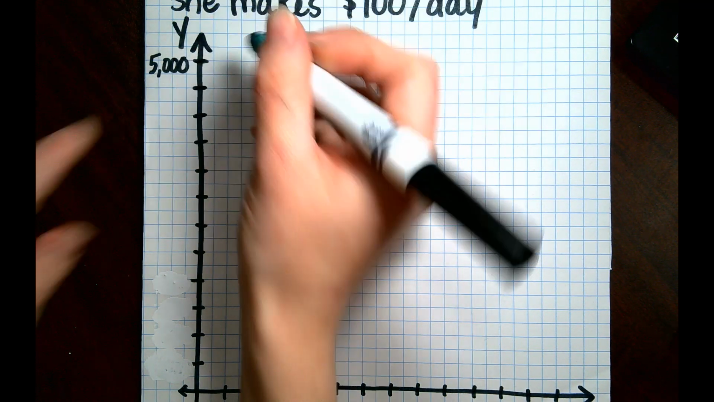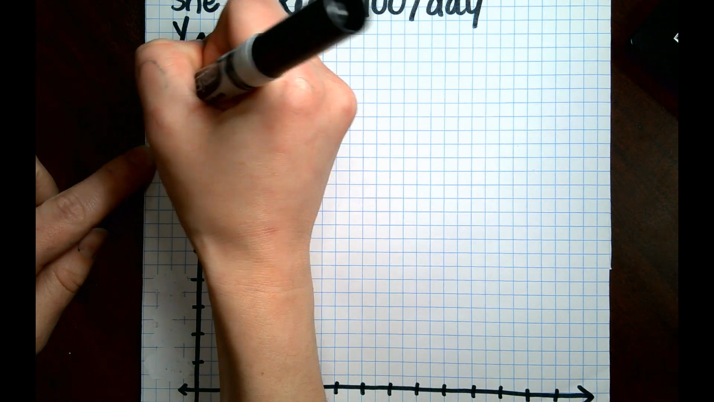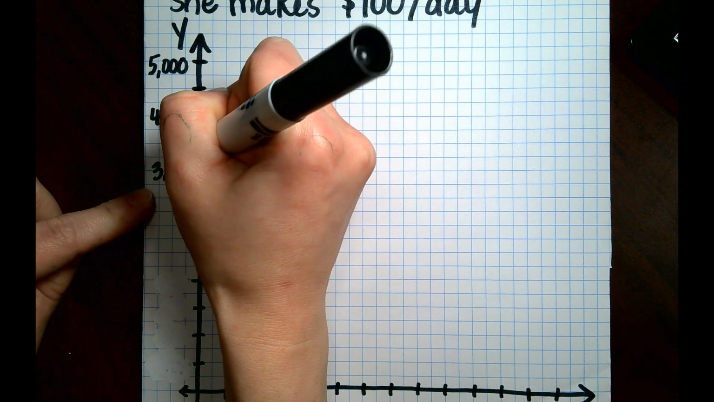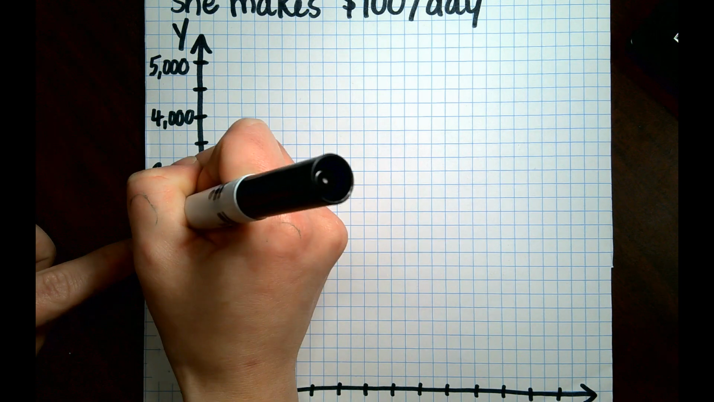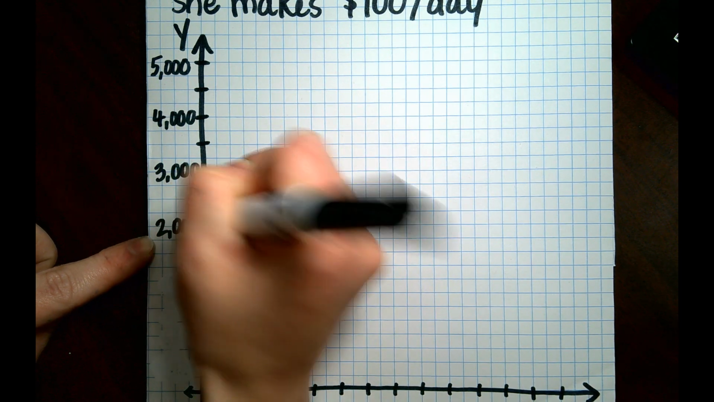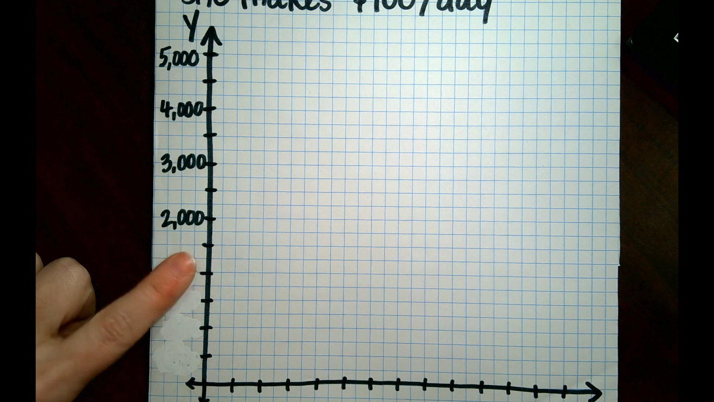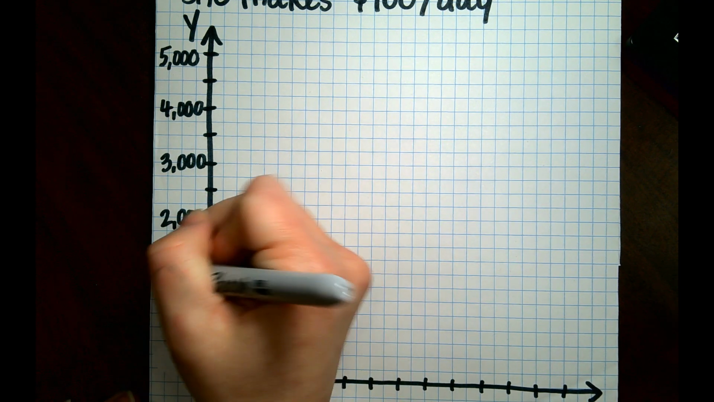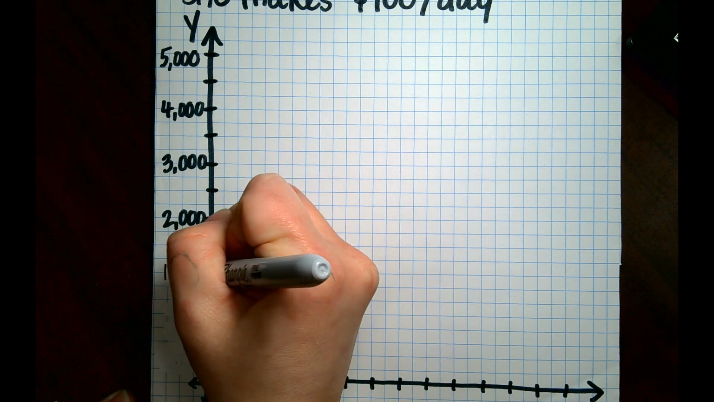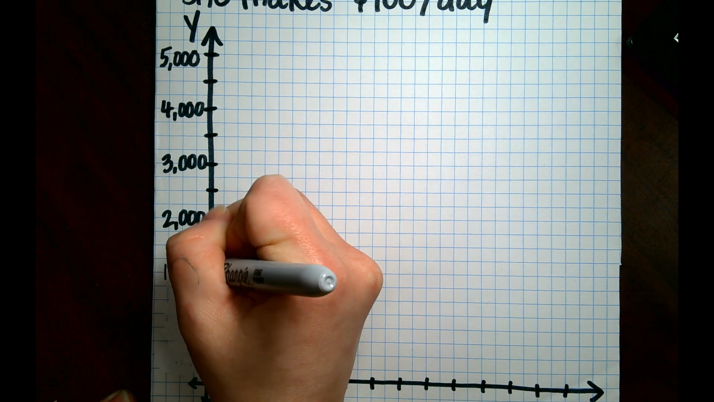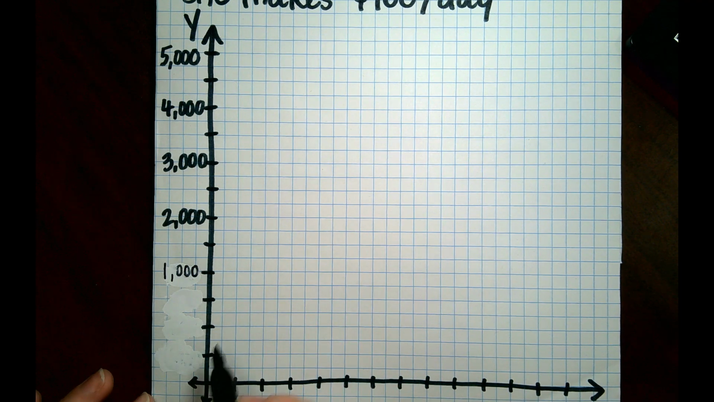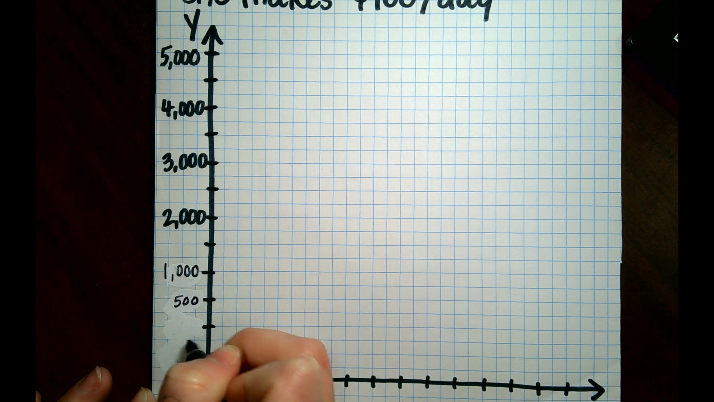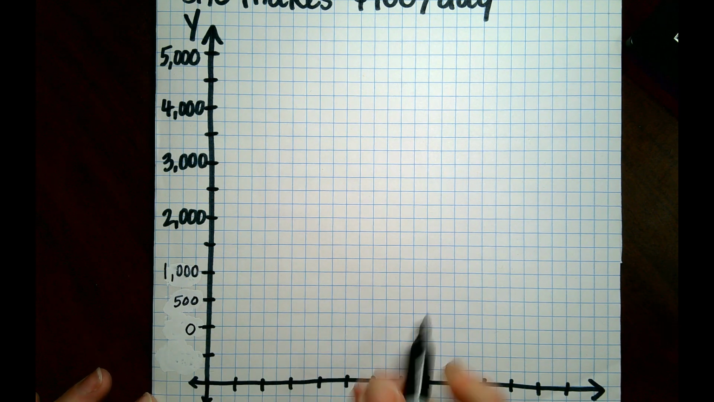Okay, so we'll call this 4,000. We're going to skip some numbers. 3,000, 2,000, and I don't think that's totally dry yet. 1,000. Okay, my graph is not exactly perfect, so I'm sorry, guys. So that's 500. And actually, this is going to end up being my 0.